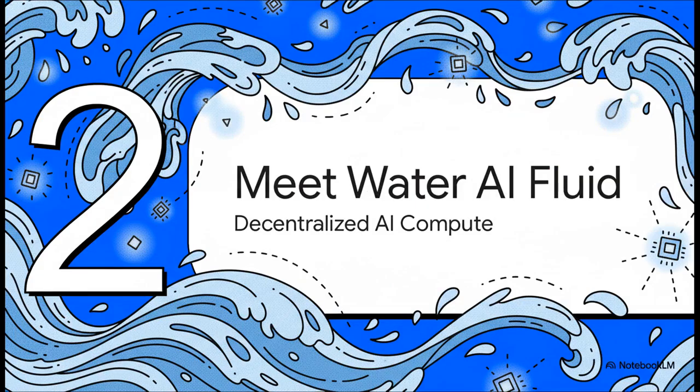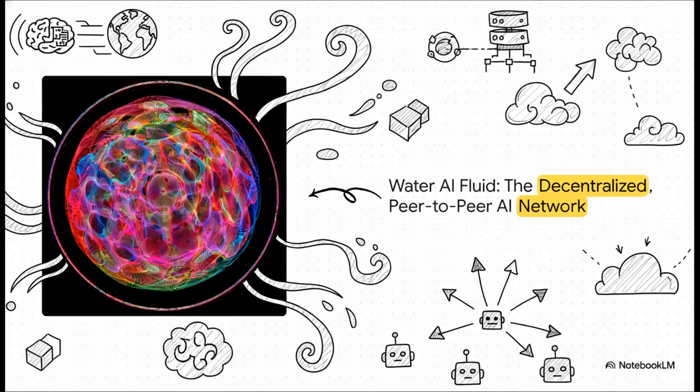Which brings us to Section 2, introducing Water AI Fluid. You can essentially think of this like BitTorrent, but operating as a massive, decentralized AI supermodel for inferencing. It is this vibrant, interconnected, peer-to-peer network that completely flips the traditional cloud computing model on its head.